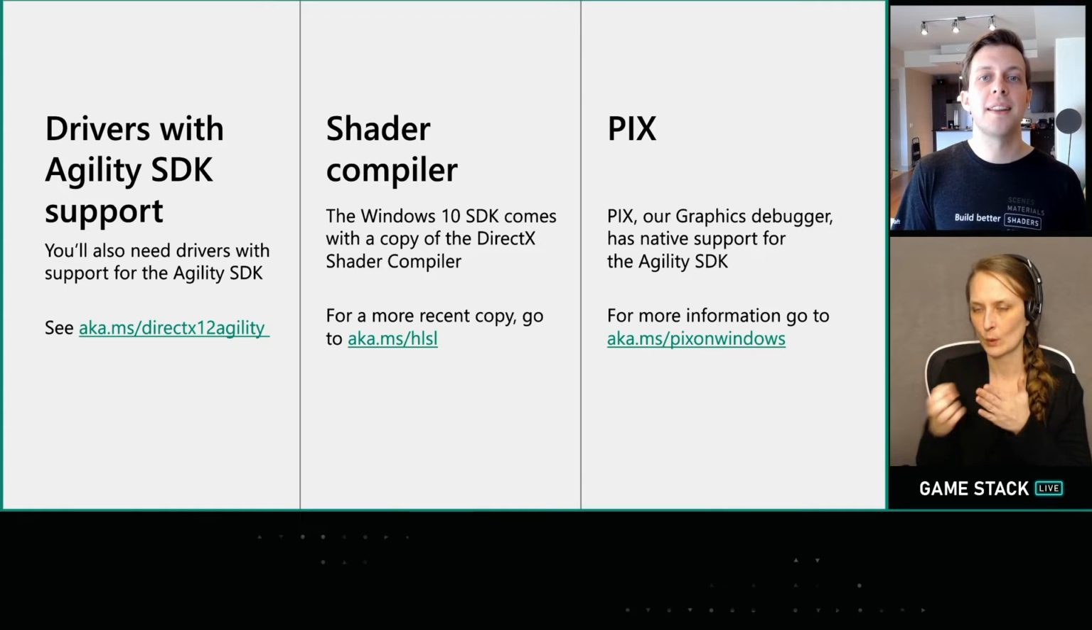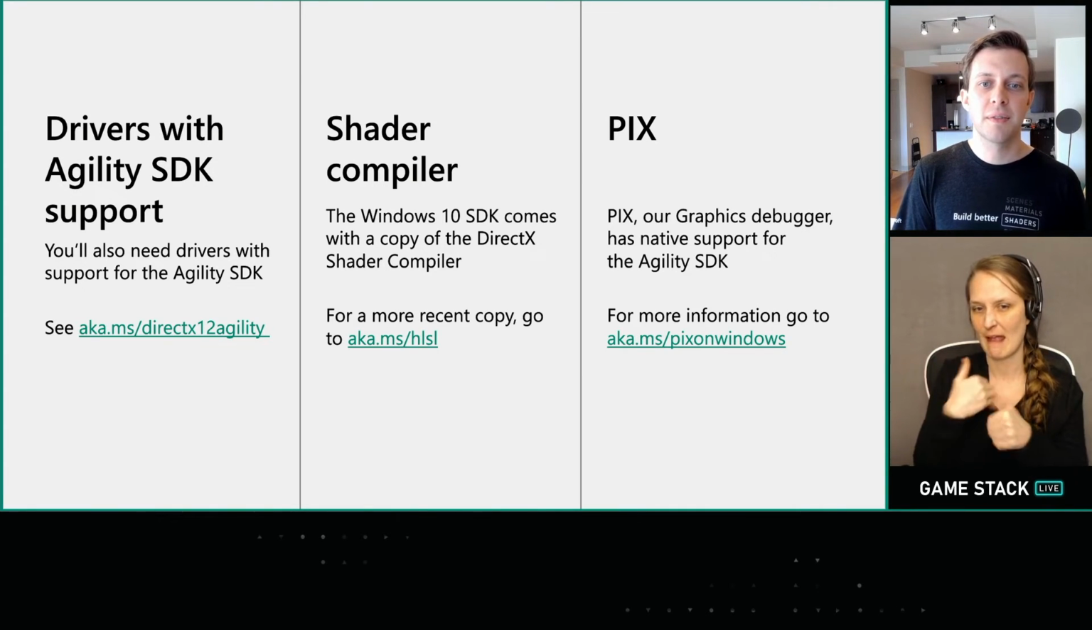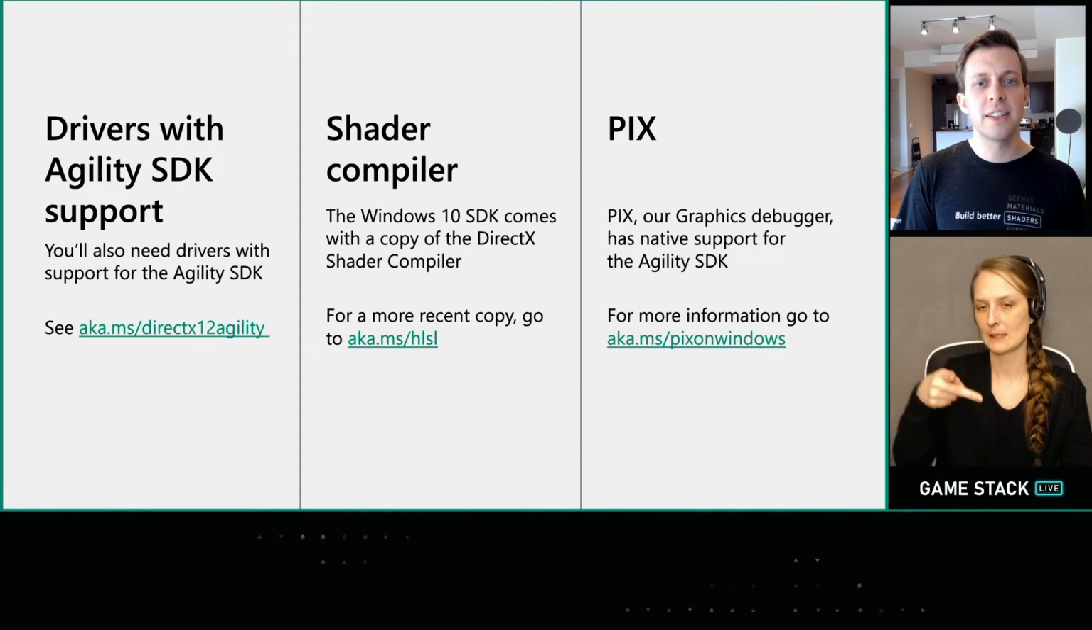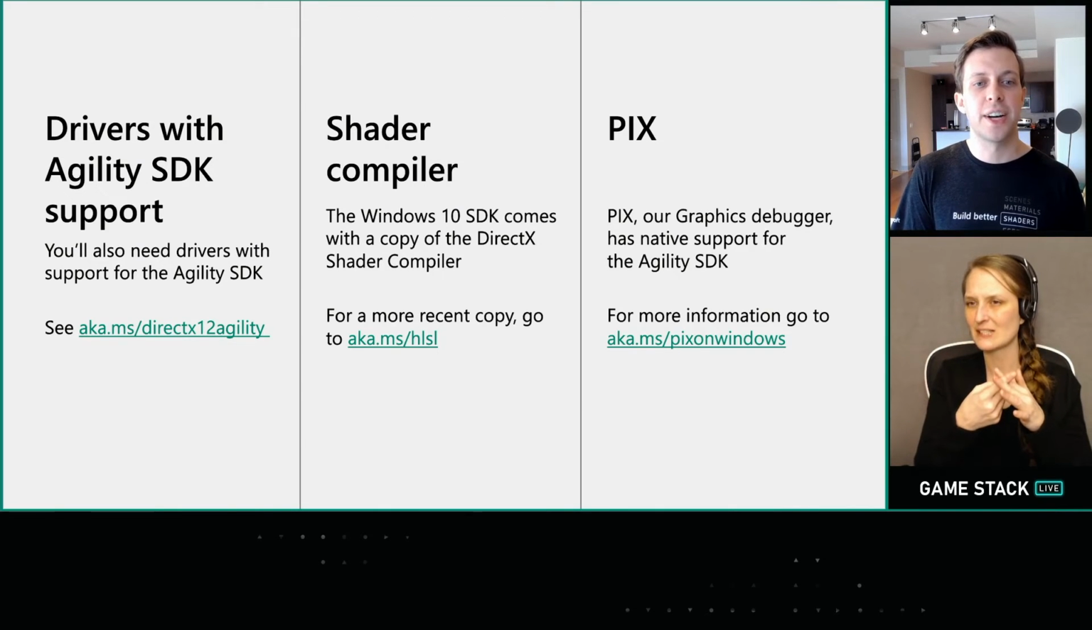Finally, we also recommend that you go and grab PIX, which today has native Agility SDK support. Go to aka.ms/Pix on Windows. We'll have all of these links and more on our Getting Started guide. Go to aka.ms/DirectX12Agility.